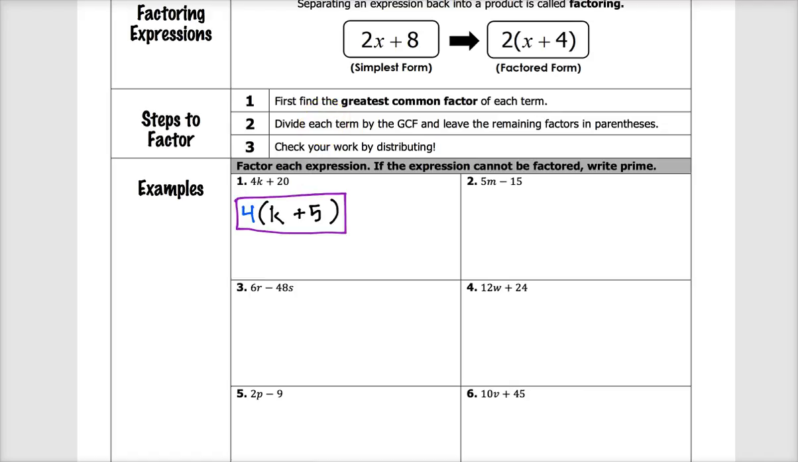If you want to check your answer, well then you just need to distribute. 4 times k is 4k, and 4 times 5 is plus 20, so that gives you our original problem.